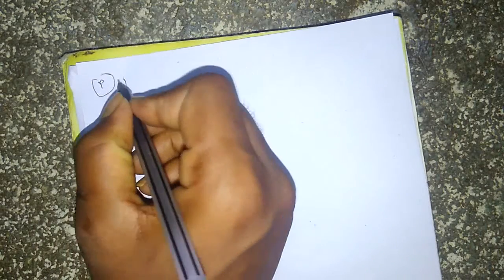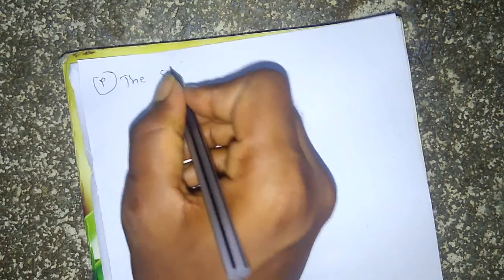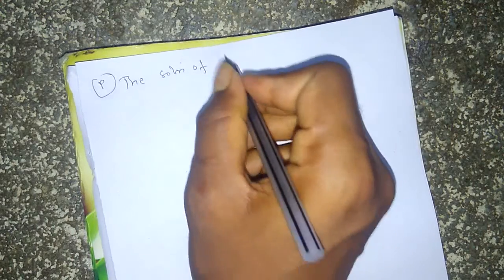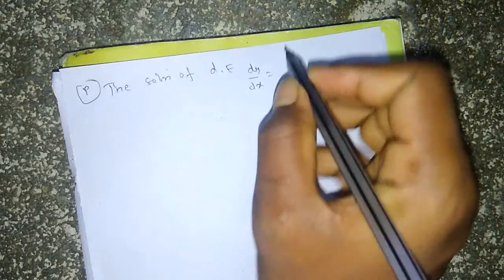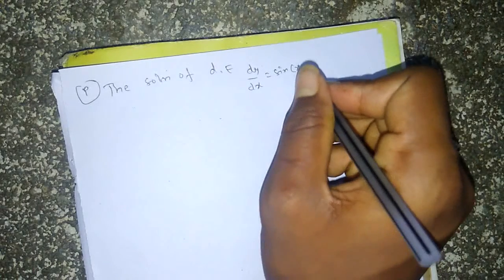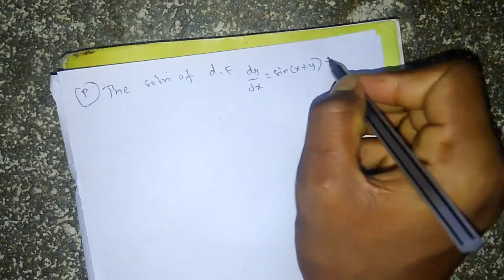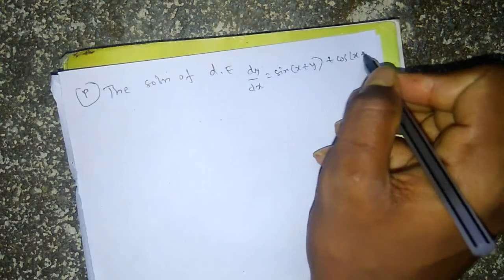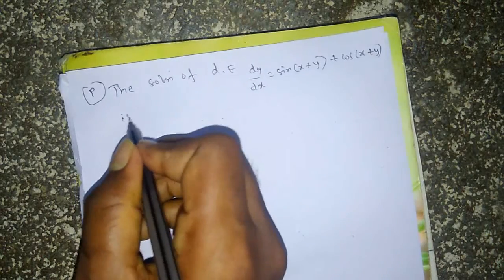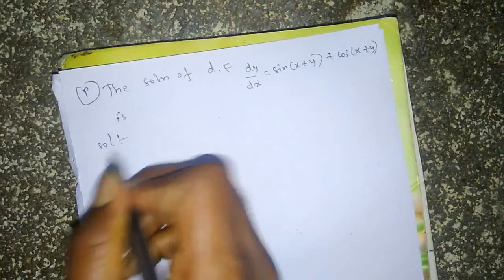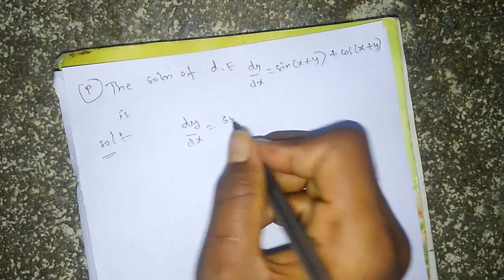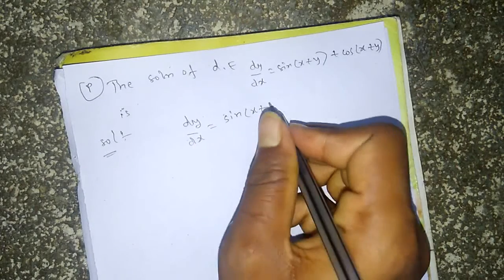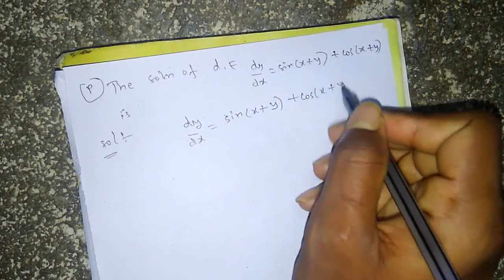Our next problem is find the solution of the differential equation dy by dx is equal to sin of x plus y plus cos of x plus y. Here given, dy by dx is equal to sin of x plus y plus cos of x plus y.